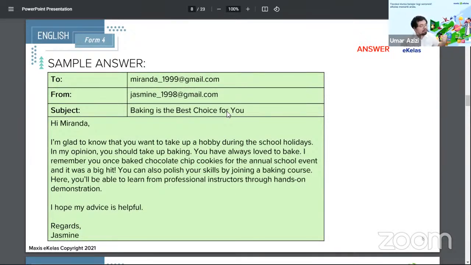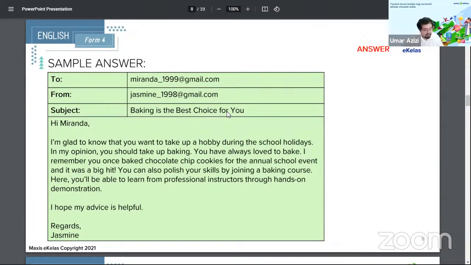I'm glad to know that you want to take up a hobby during the school holidays. Followed up by your opinion. In my opinion, you should take up baking. But why? Why should Miranda take up baking? Because you have always loved to bake. I remember you once baked chocolate chip cookies for the annual school event, and it was a big hit. You can also polish your skills by joining a baking course. Here, you'll be able to learn from professional instructors through hands-on demonstration. I hope my advice is helpful. Regards, Jasmine.